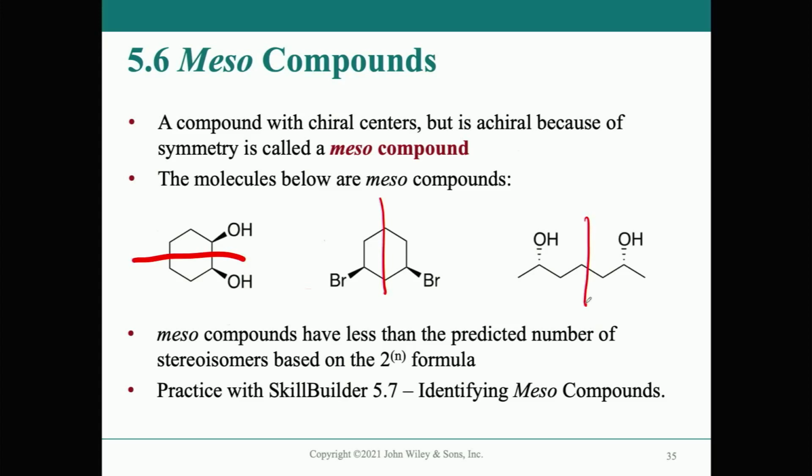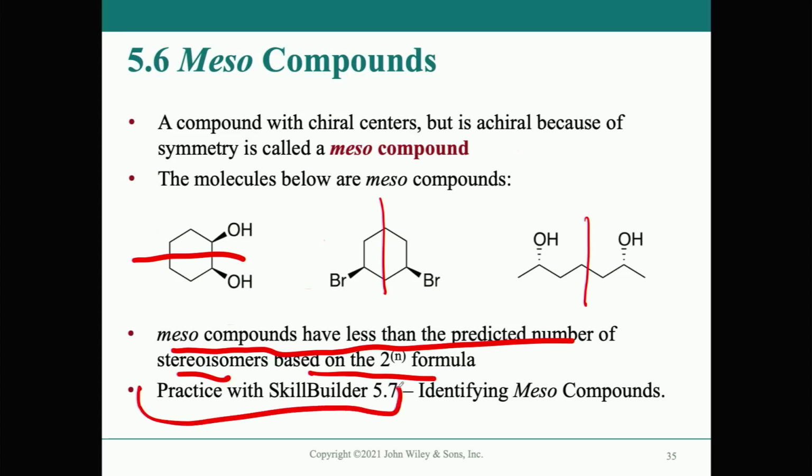Meso compounds are going to have fewer stereoisomers than the 2 to the n formula that you can use with general stereoisomers and chiral centers, right? Practice identifying meso compounds with Skill Builder 5.7 on Wiley Plus, just for you.